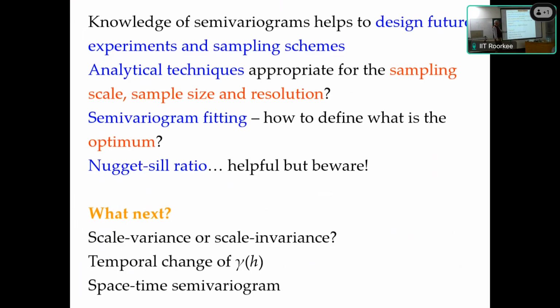What comes next? Scale variance or scale invariance. So does the variance remain on a certain plateau, or from a certain lag distance, do we further go up? Or is there in between a hole effect before it goes up? Do semivariograms change temporally? Oh, yes, like for the autocorrelation function. Soil water content is the biggest troublemaker in that. So semivariograms for soil water change dramatically.